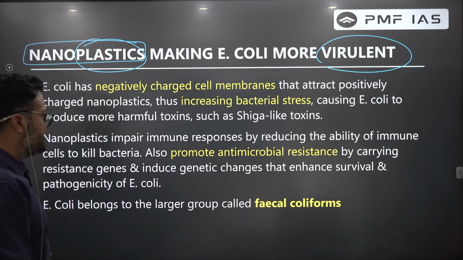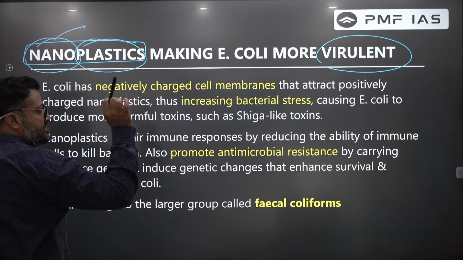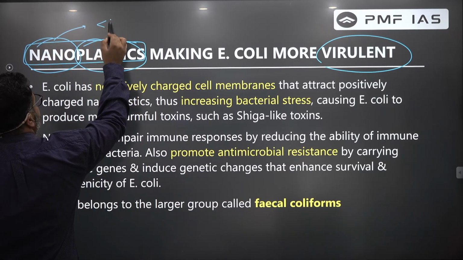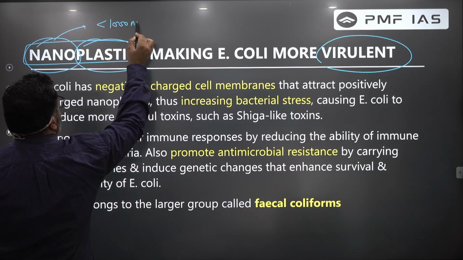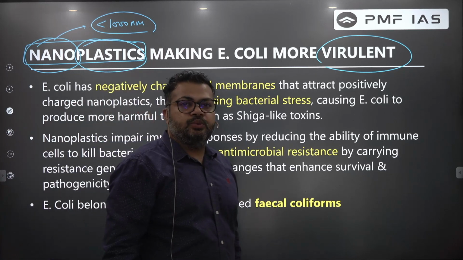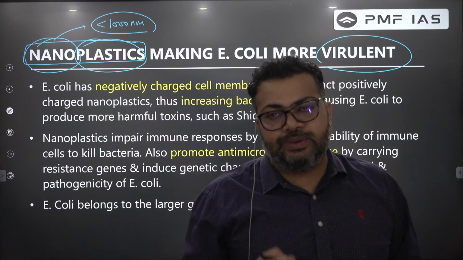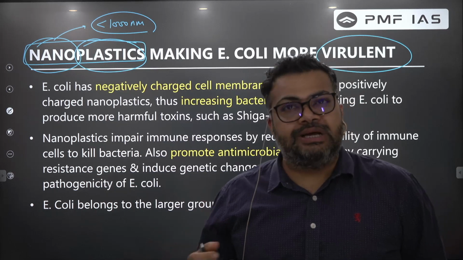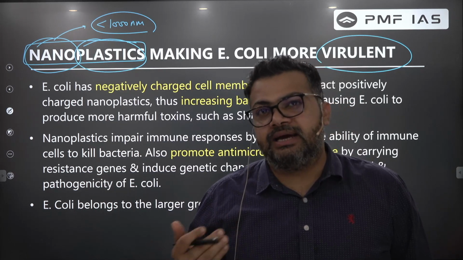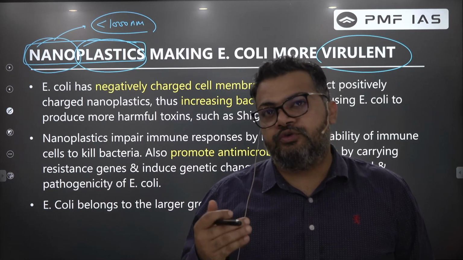What are nanoplastics? Nanoplastics are basically those plastic particles which are less than 1000 nanometers in size. So plastic which is less than 1000 nanometers, we normally consider that as nanoplastics, right? So we have microplastic, we have nanoplastic. Nowadays nanoplastic has been causing more news because of further degradation of plastic from micro to nano.